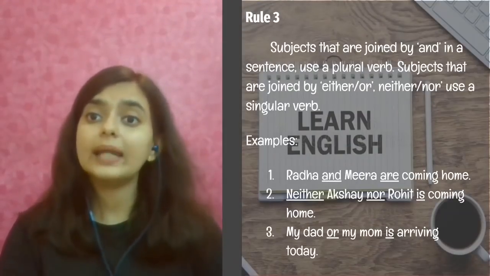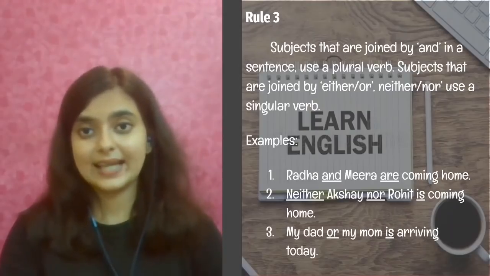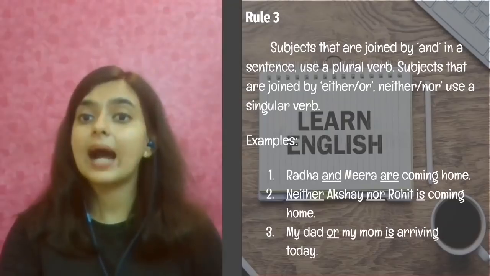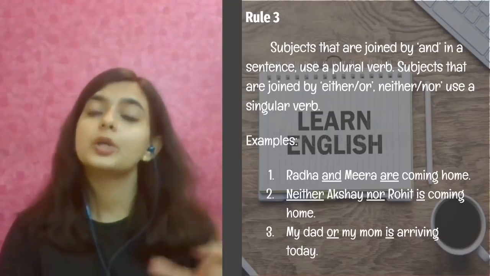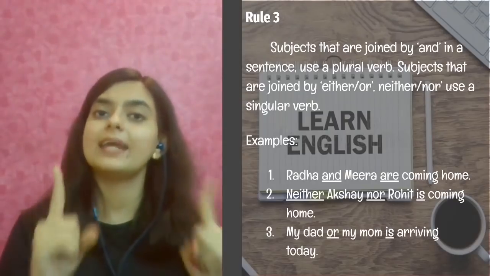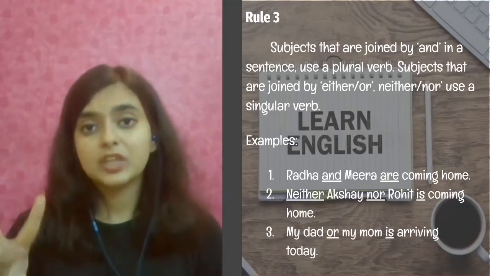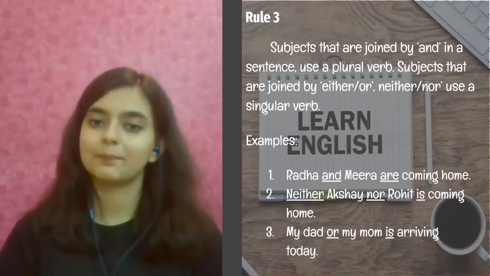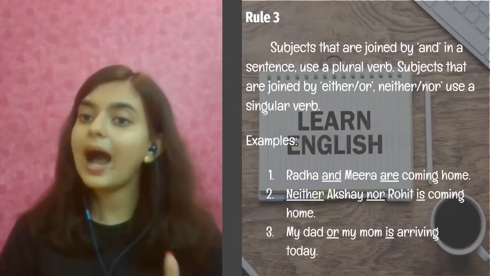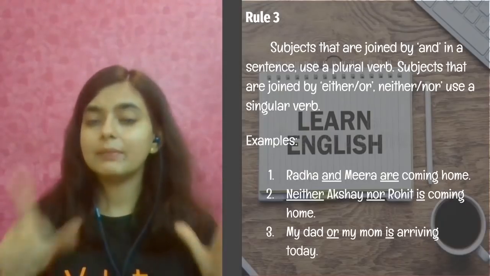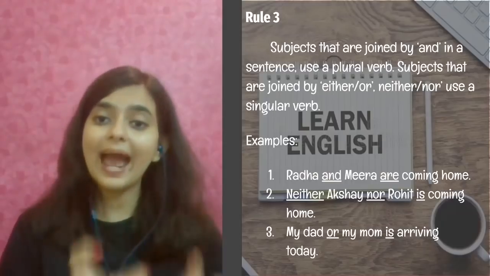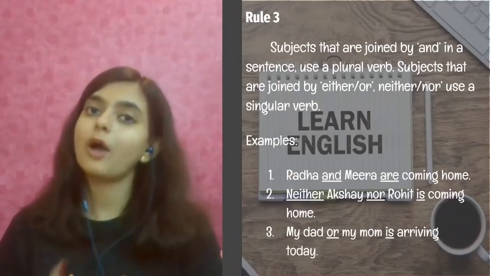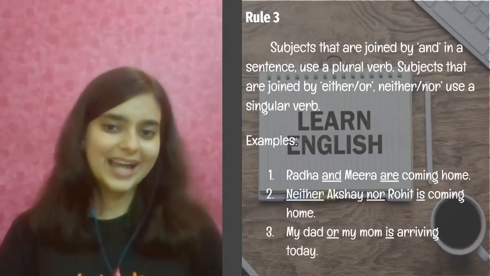Next is rule number 3. Subjects that are joined by and in a sentence use a plural verb. Subjects that are joined by either or, neither nor, use a singular verb. Very, very important. So two subjects joined by and will use a plural verb. Radha and Meera are coming home. Radha and Meera are two subjects joined by and. So here you are talking about two individuals, so definitely your verb will be plural.